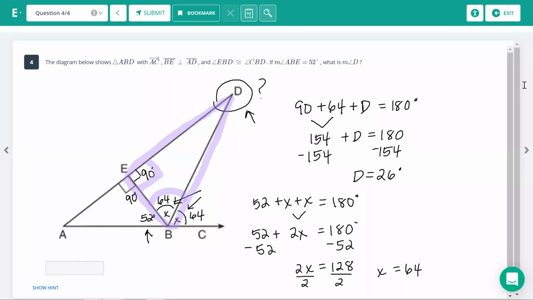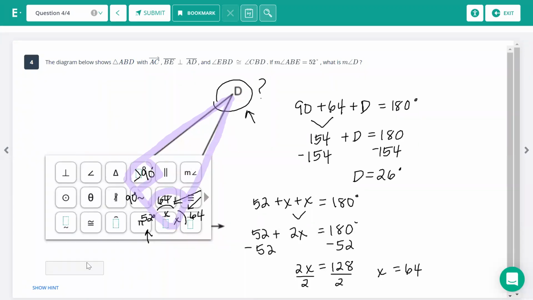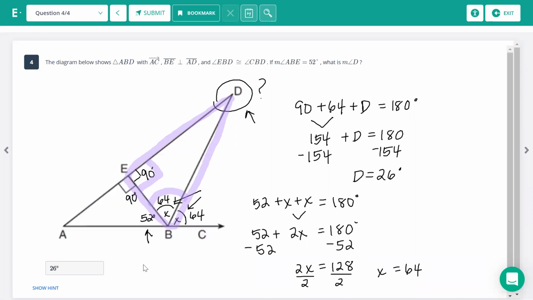So on Edge Elastic, you can just tell me 26, and you could even put that degree symbol if you like. I think it also takes it if you just wrote 26. And that's how you go through your quiz for this week.